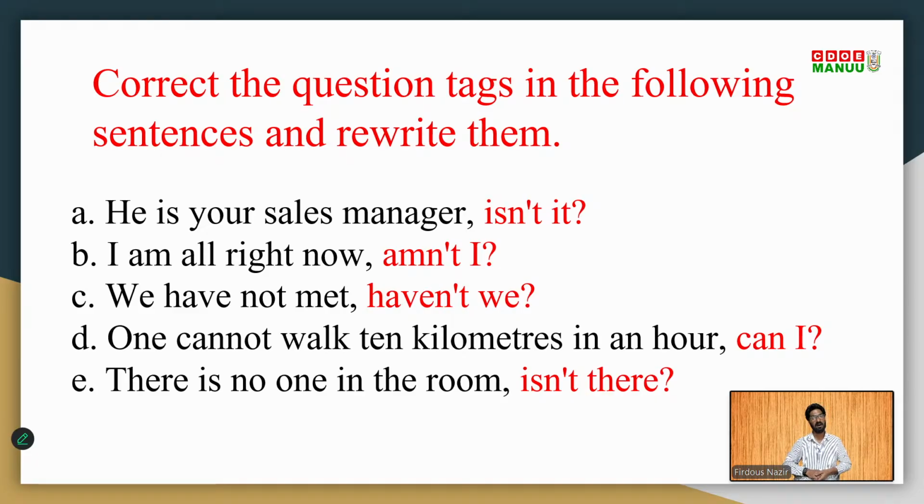It changes into "are". If we have "am" in a statement and we are supposed to add a question tag to that statement, and that statement is positive, we are supposed to add "aren't". Aren't I? So, I am all right now, aren't I? We have not met. Here we have a negative statement, so the question tag should be positive. Have we? The correct one is "have we?"